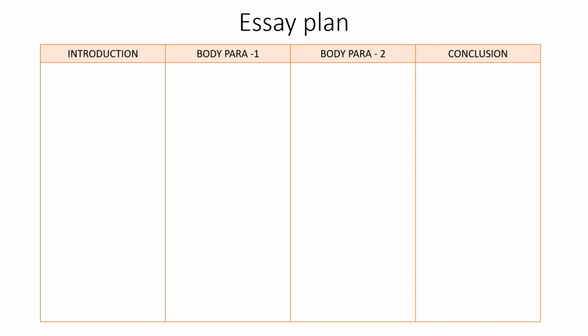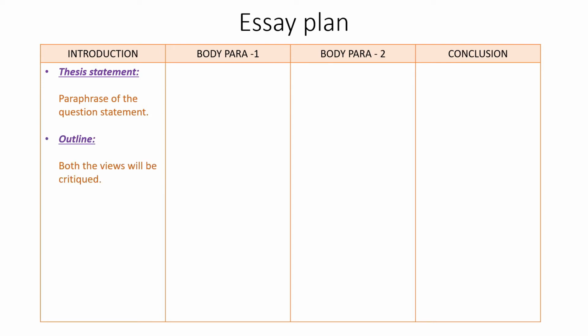The four components of this essay are introduction, body para 1, body para 2 and the conclusion. Again, the introduction has two parts. The first component is thesis statement. In the thesis statement, you must paraphrase the given question, and the second component is the outline. You must mention what you are going to write in the essay. Here, I am mentioning it as both the views will be critiqued in this essay.